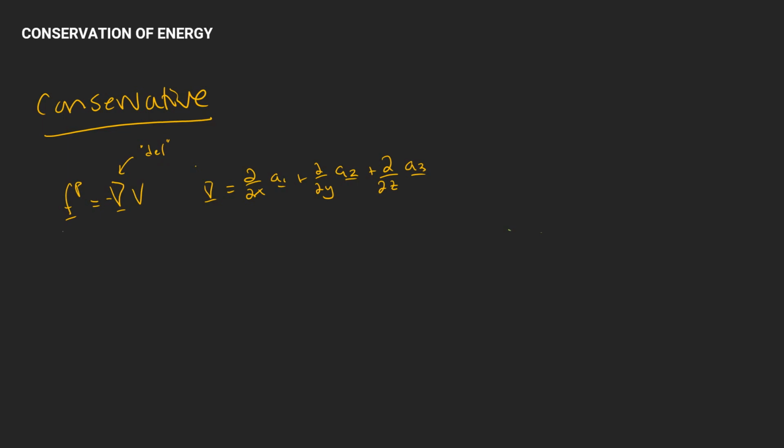Now returning to our definition of force when that force is conservative, we can actually express the work done by a conservative force in the following way. So we have, again, work is equal to the following. We have Fp times dr. And now we can substitute this negative gradient of our potential V in for Fp in this equation. So we get negative del V dot dr.